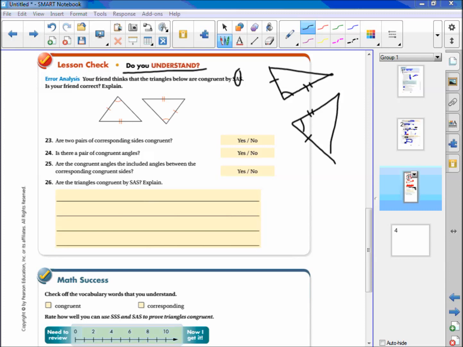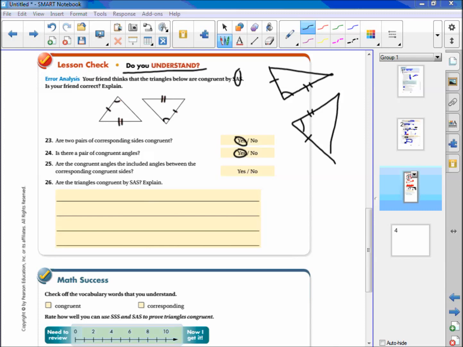Okay? All right, so your friend thinks that the triangles below are congruent by SAS. Is your friend correct? Explain. So are there two pairs of corresponding sides being congruent? And this is yes. We have the side with mark 1, and we have the side marked 2 and 2. So those two sets of sides are congruent. Is there a pair of congruent angles? This is yes. And this is why it led your friend to believe that he could use SAS, or she, because I have an angle and I have two sides. So that's side, angle, side. I got two sides and an angle.